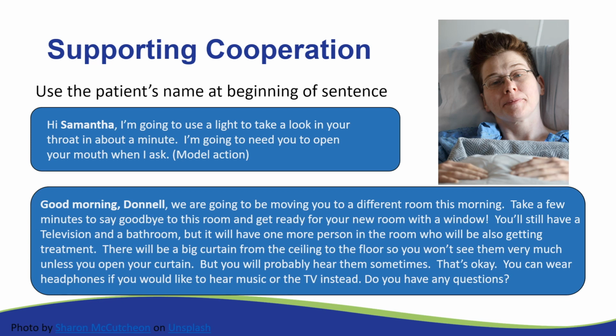So in this one, you're telling Samantha, I'm going to use a light and look in your throat in about a minute. So I'm telling Samantha ahead of time what I'm going to do. I'm not just going to say, open your mouth and start showering her with light. I'm going to say, in a minute, I'm going to touch your arm and feel your pulse. In a minute, I'm going to ask you to open your mouth and say, ah, I'm going to look in your throat. And you would model the action you want her to do. That might get you a little bit further than just demanding that it happen right then and there.